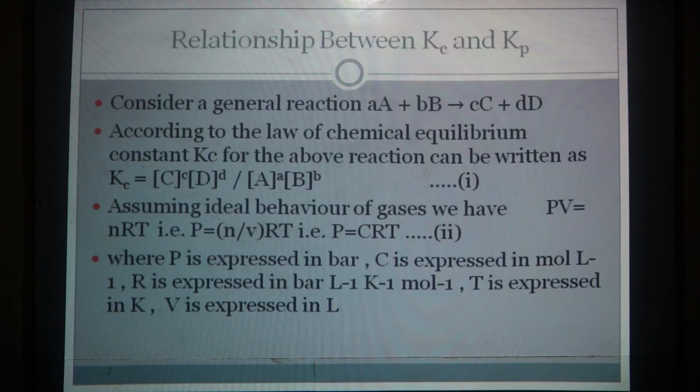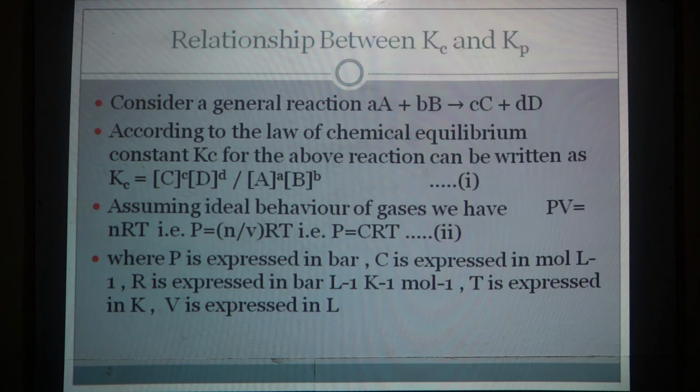Now, relationship between Kc and Kp. Consider a general reaction aA + bB gives cC + dD.